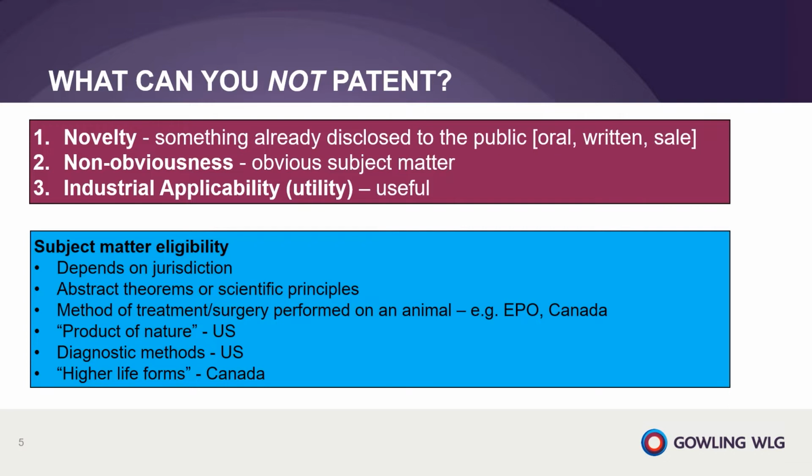Diagnostic methods can be challenging to patent in the United States as well as in Canada, but in many cases, aspects of these inventions can still be patented with good legal advice. You cannot patent higher life forms in Canada, such as a transgenic mouse, although again, there are ways of drafting and prosecuting an application to protect these types of inventions.